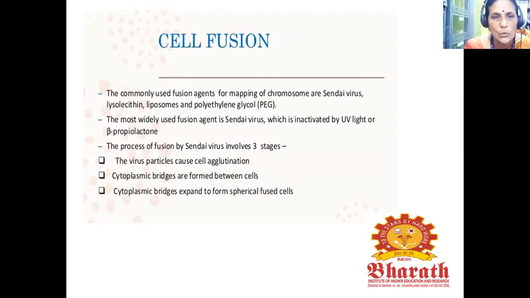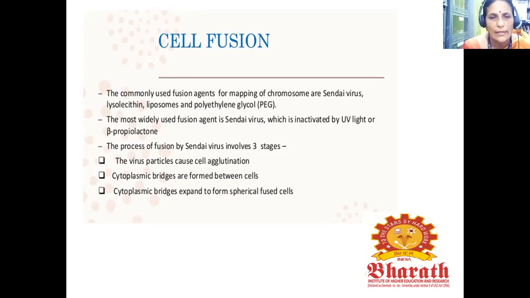The commonly used fusion agents for mapping of chromosomes are Sendai virus, lysolecithin, liposomes, and polyethylene glycol. The most widely used fusion agent is Sendai virus, which is inactivated by UV light or beta-propiolactone.